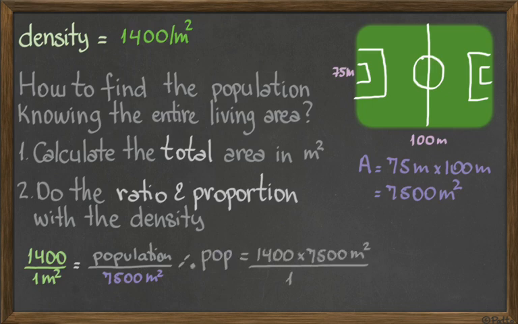Then the population here will be 1,400 times 7,500 square meters divided by 1 square meter. If I cancel the units, I'll find about 10,500,000 grass blades in a football field. This is an estimate of the population size based on the density.